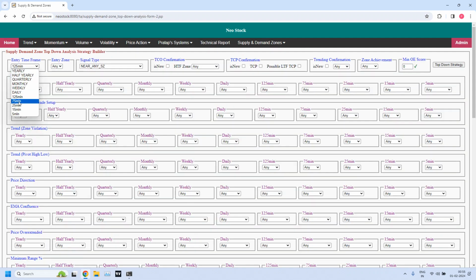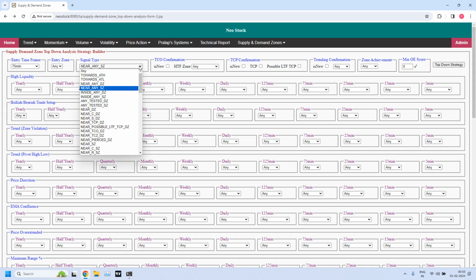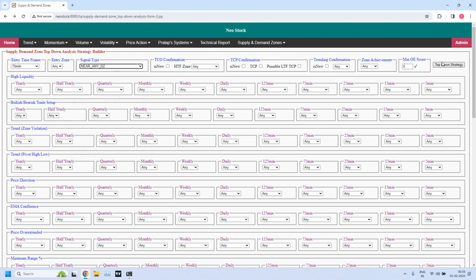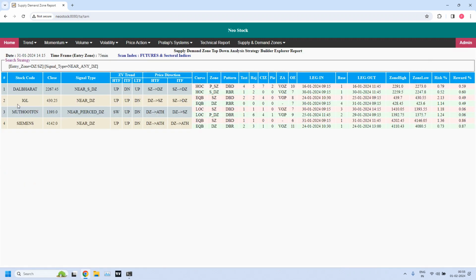So let me go back. Let me change the time frame to 75 minutes. Entry time frame is 75 minutes. Let us find the stocks which are near to 75 minutes demand zone. 4 stocks are filtered. Let us check the high liquidity zones. We have DRREDDY, only one high liquidity zone we identified from this list. And it is tested once and 2 rejections.